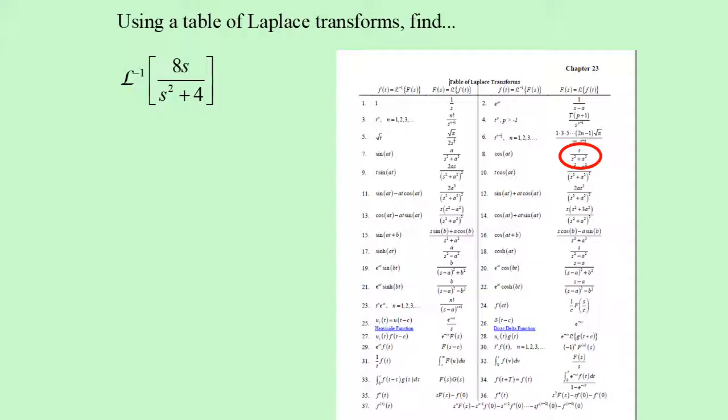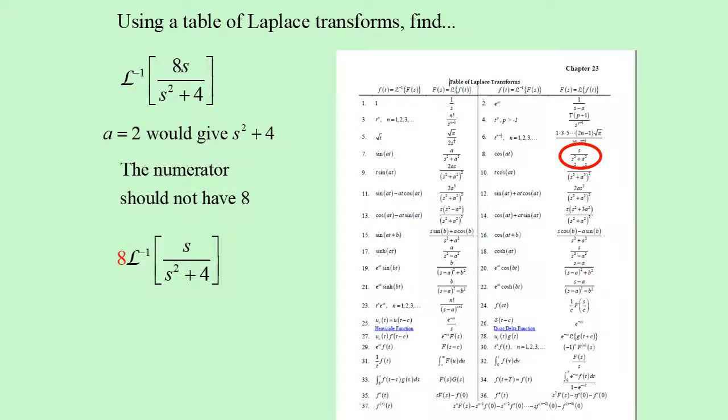Well, first off, s squared plus 4 and s squared plus a squared tells us a would have to be a 2. In the top, there should be just an s, and we have an 8. Well, again, because the Laplace transforms are linear, we can take the 8 outside of the transform. And so now the s over s squared plus 4 is a direct match for the cosine of 2t.